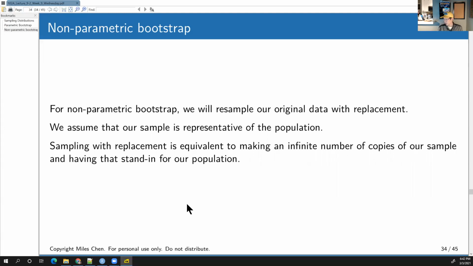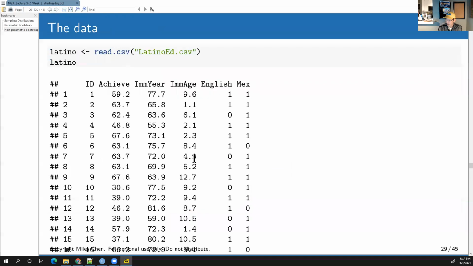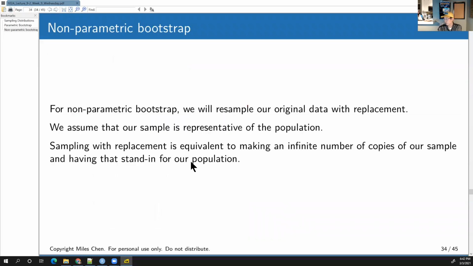We can do a non-parametric bootstrap, okay? For the non-parametric bootstrap, we're going to assume that our original sample, and remember in our original sample we have 150 people, 116 who came from Mexico, 34 who came from other countries, is representative of our population. And so we're just going to resample that with replacement.